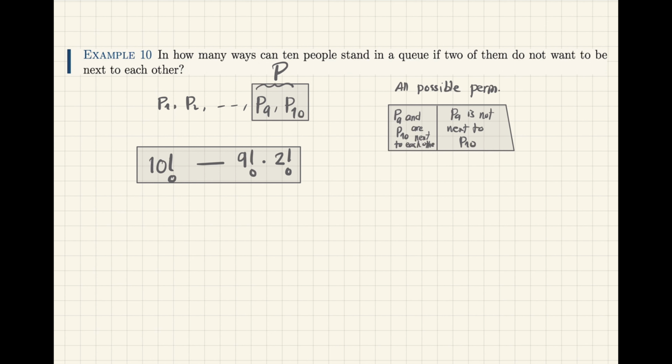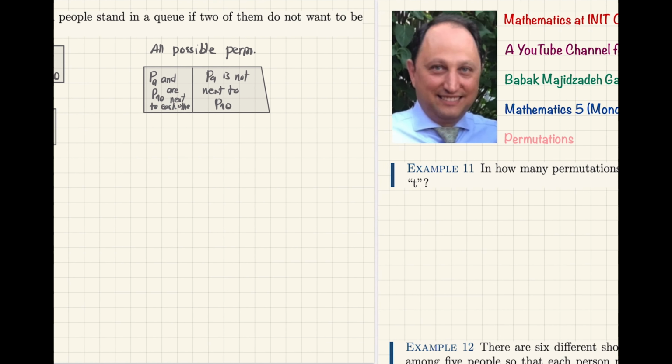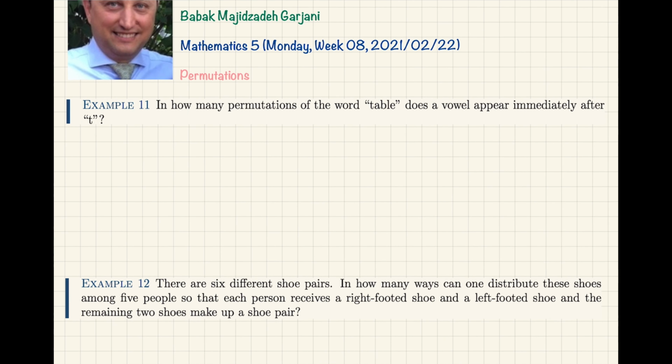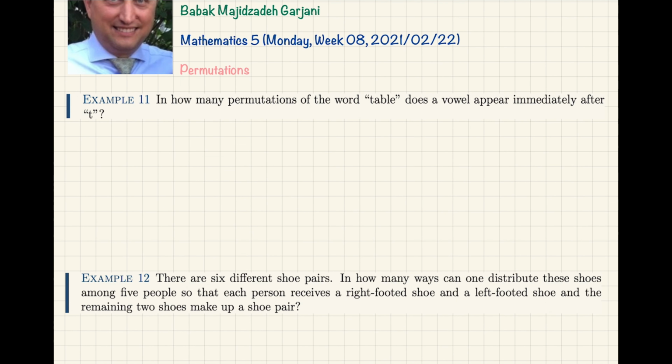As I told you, this problem becomes a little bit harder if I ask you about 3 people, none of whom want to be next to each other. It becomes a little bit harder, but we will also design a method to understand this problem later. Okay, so now let us go to the next problem. In how many permutations of the word TABLE does a vowel appear immediately after a T? I think that this problem shouldn't be hard for you.